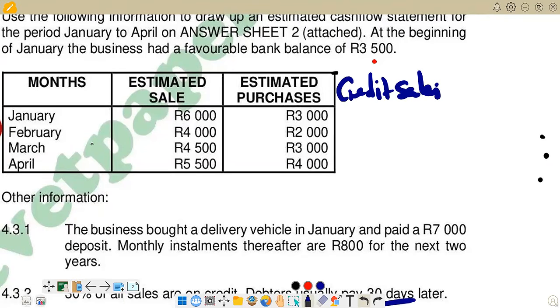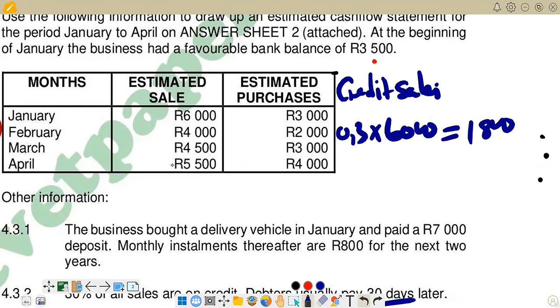So we can just calculate the credit sales for January. These are the ones that are going to be received in February, so we calculate them for February. The total sales for January is 6,000, but for credit sales, we are told that it's 30%, which is 0.3. So we are in February, and January's credit sales will be received in February. So we multiply by 6,000. If you do that, you get 1,800. This is for February.